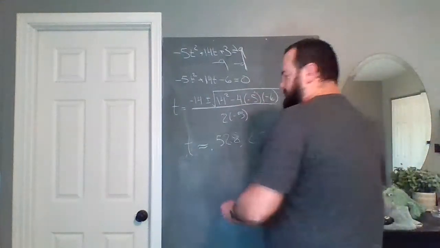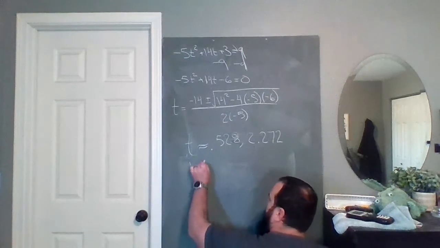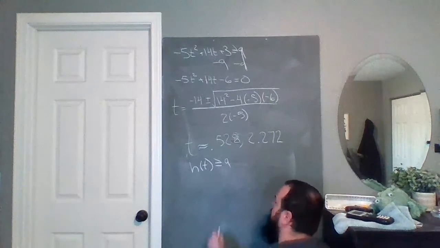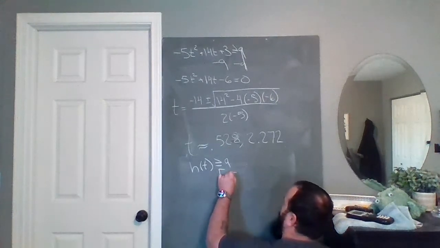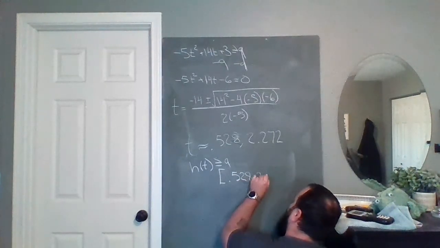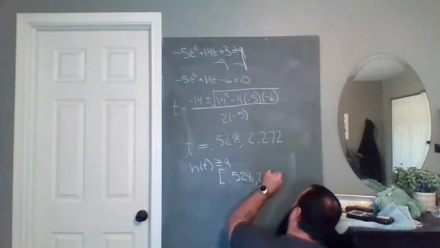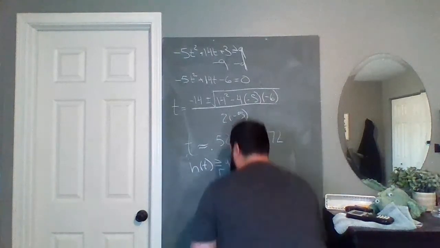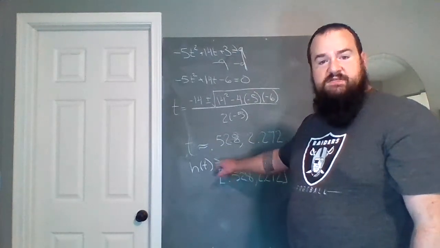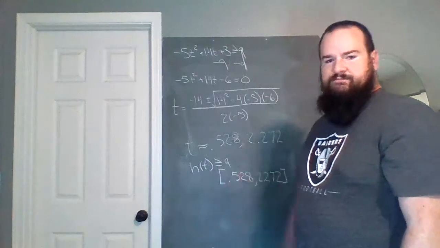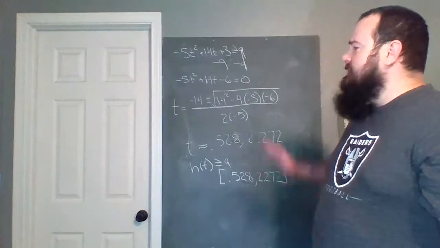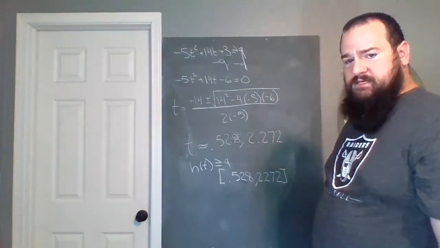So that simply means that h of t is greater than or equal to 9 from 0.528 until 2.272. And the reason I have brackets here is because we're asking greater than or equal to. If I just said greater than, we would use parentheses. So there that is. Nice and easy, really simple. You just want to follow through these steps, go piece by piece through these problems.